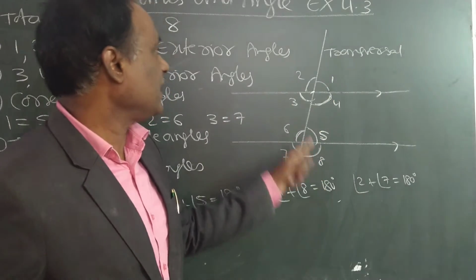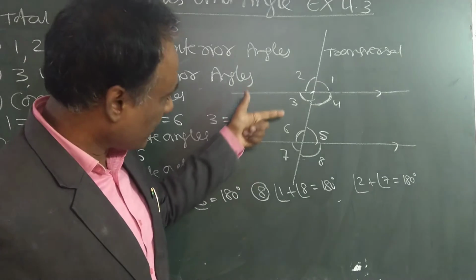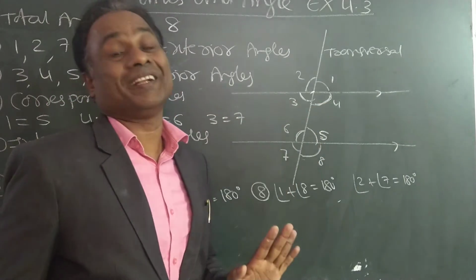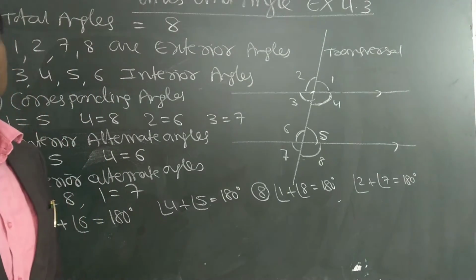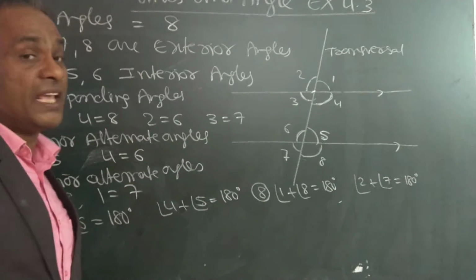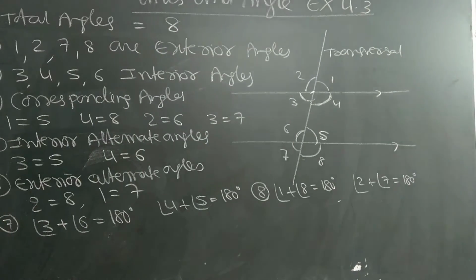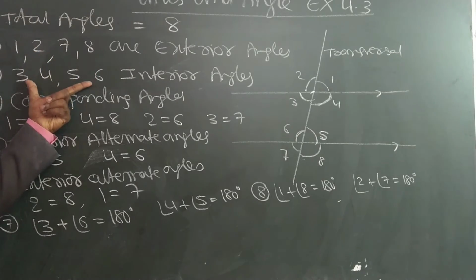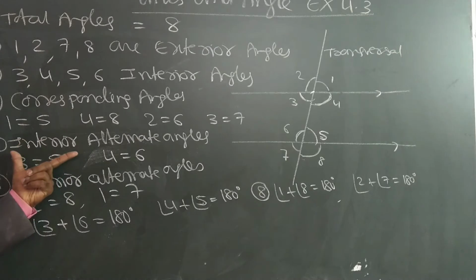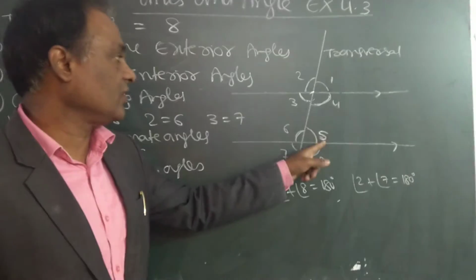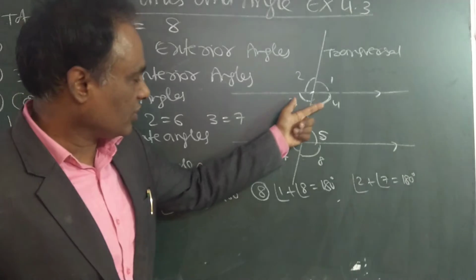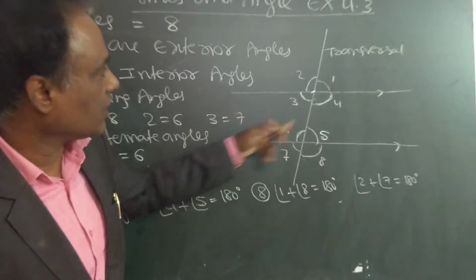1 plus 8 is 180, 2 plus 7 is 180, 3 plus 6 is 180, 4 plus 5 is 180. So all are very important concepts, not only for this chapter but wherever you do plane geometry problems, this is the basics. Exterior angles, interior angles, corresponding angles, interior alternate angles, exterior alternate angles, and supplementary. Sum 180 means they are called supplementary. This plus this is 180, this plus this is 180.